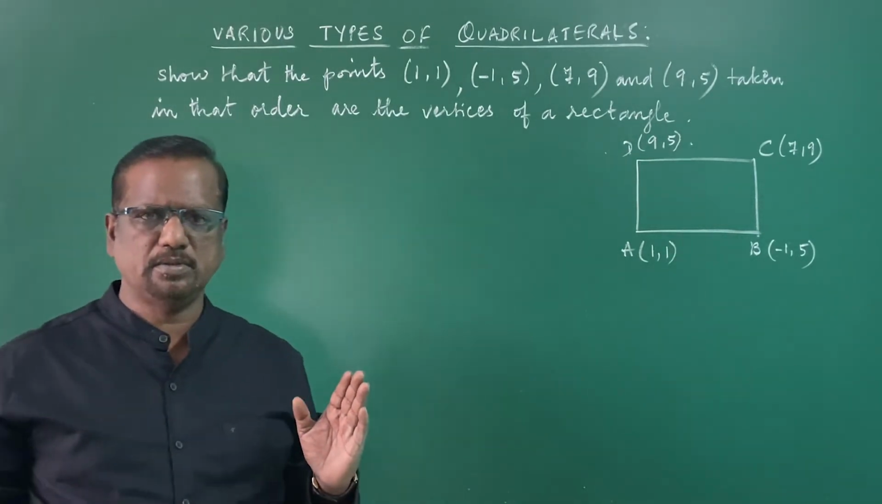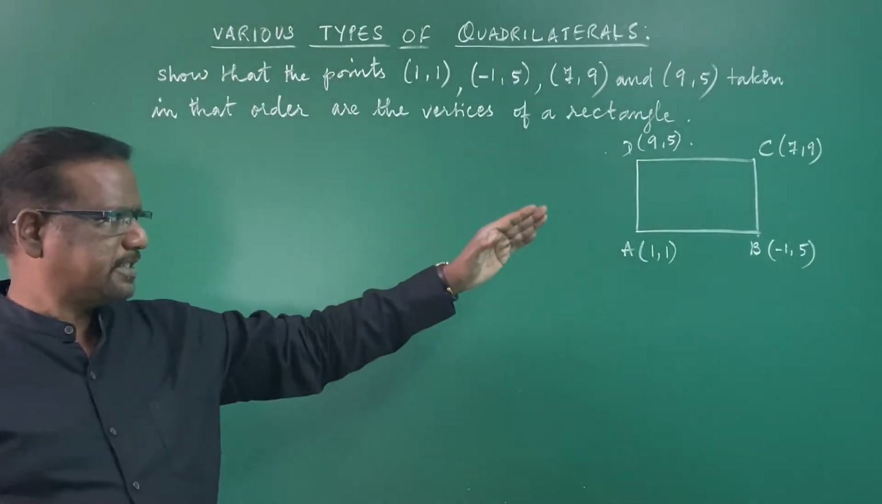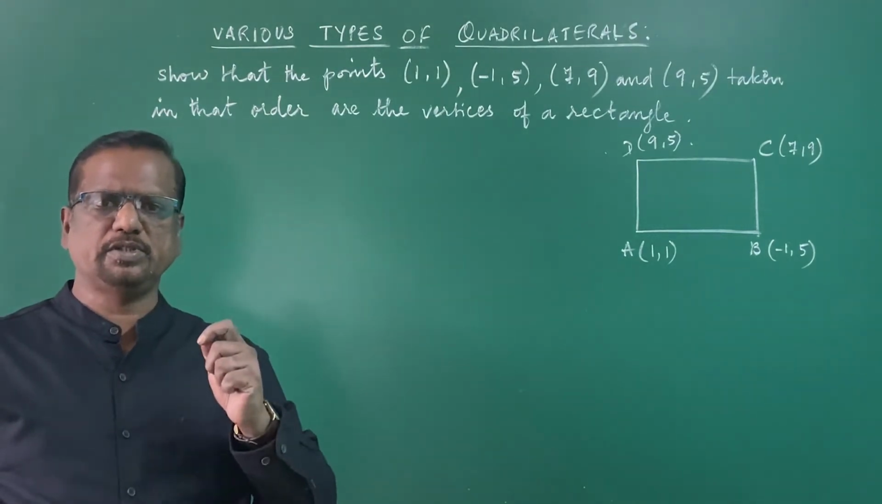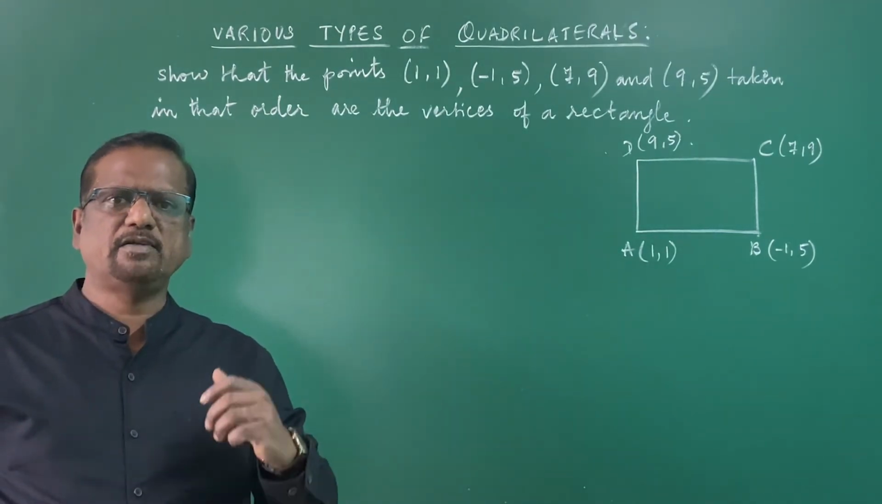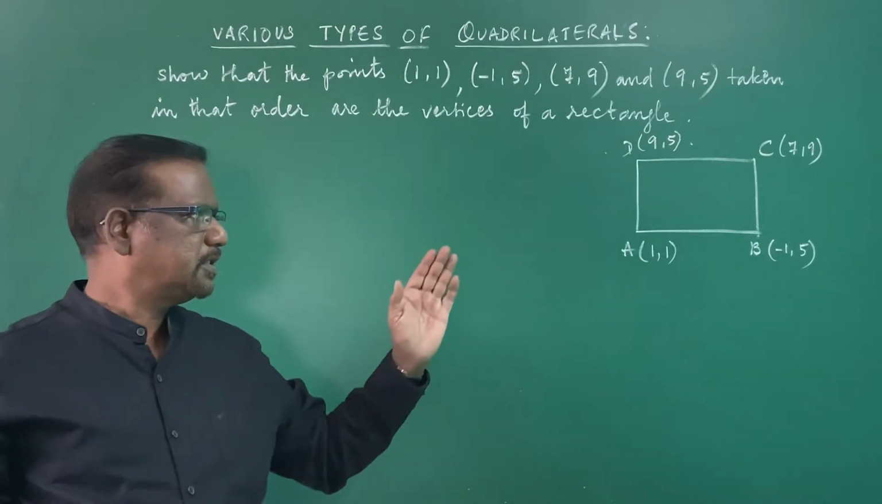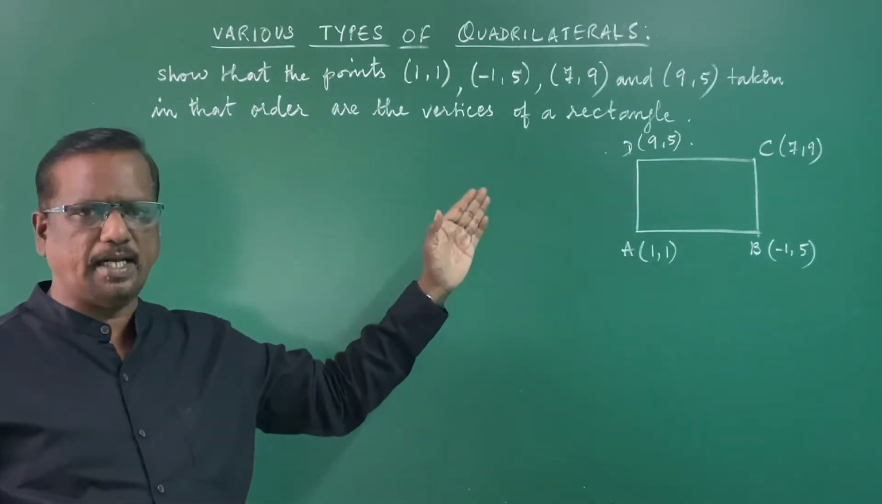After noting down the vertices, let us use the distance formula and find the lengths of AB, BC, CD and DA.